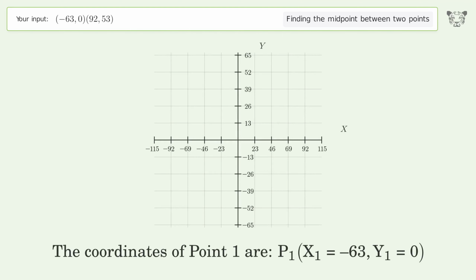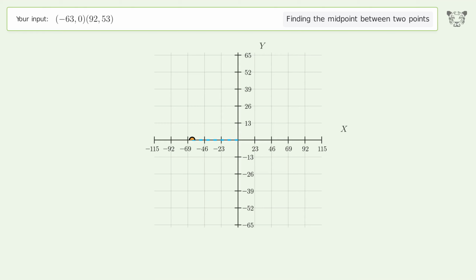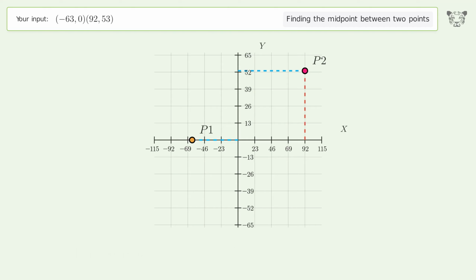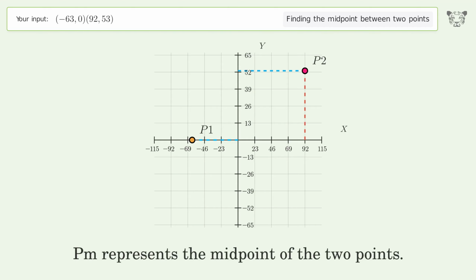The coordinates of point 1 are, x1 equals -63, y1 equals 0. The coordinates of point 2 are, x2 equals 92, y2 equals 53. PM represents the midpoint of the 2 points.